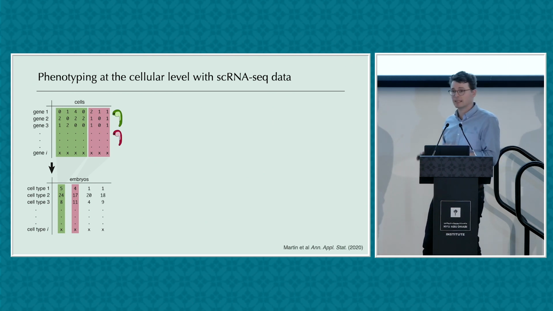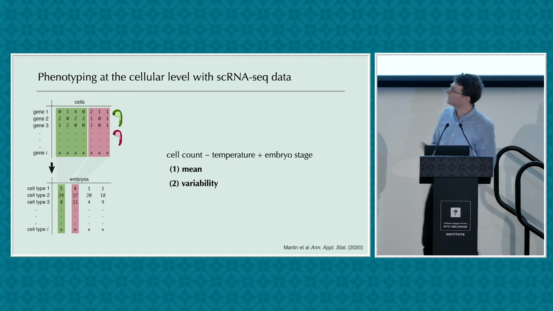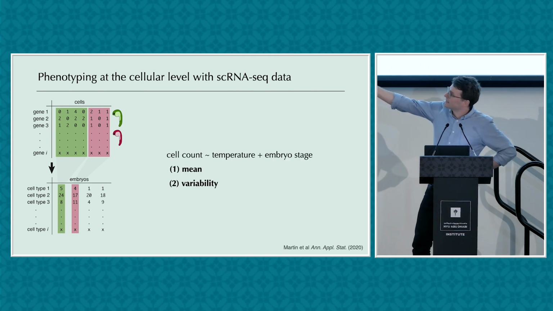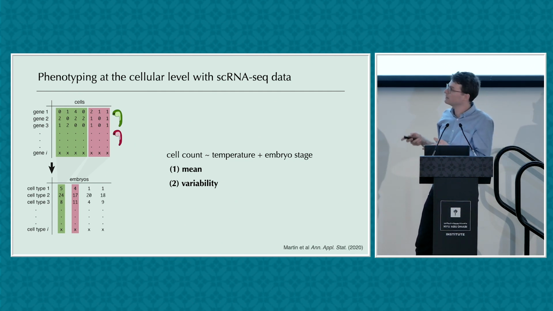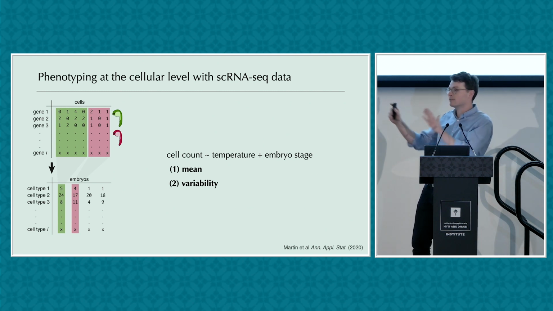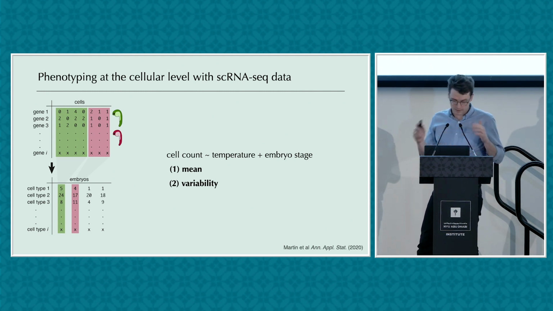And I told you that we can account for developmental stage in our models. What this lets us do is look at each cell type. Again, we can account for embryo stage, and we can test for effects on the mean cell abundance, but also the variability, to see if we ever see any effects, kind of like the thing I showed you at the beginning of the talk, this increased variance.